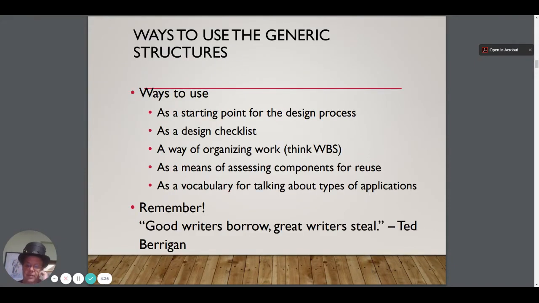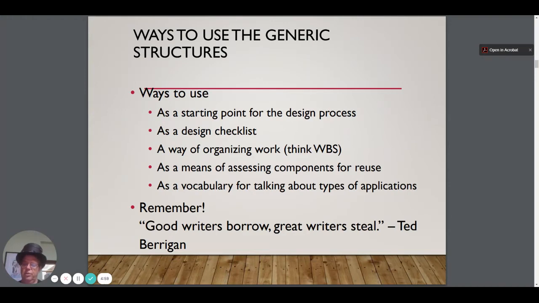So, there are several ways to use generic structures that we can have for these application architectures, and you can use them as a starting point for the design process, as a checklist for things that you should have in your architecture, a way of organizing the work, as a work breakdown structure, which is one of the things we do with our Kanban boards, our Gantt charts, and PERT charts. As a means of assessing components for reuse, hey, we've got this previous application architecture.